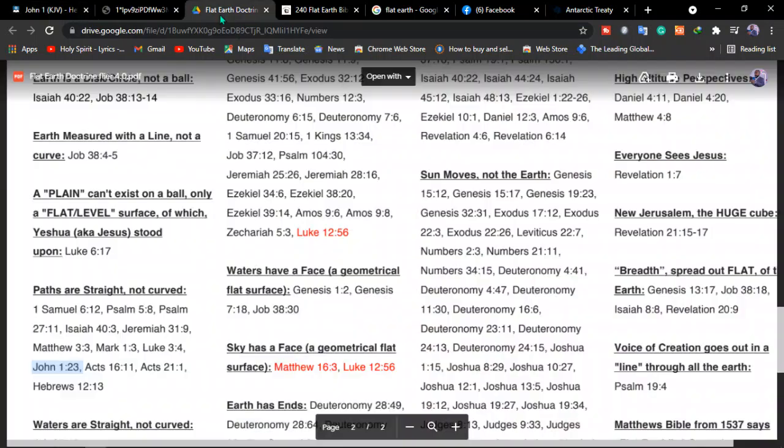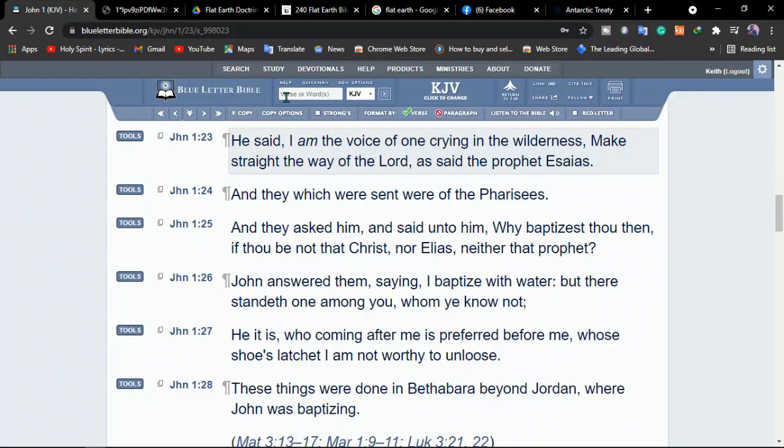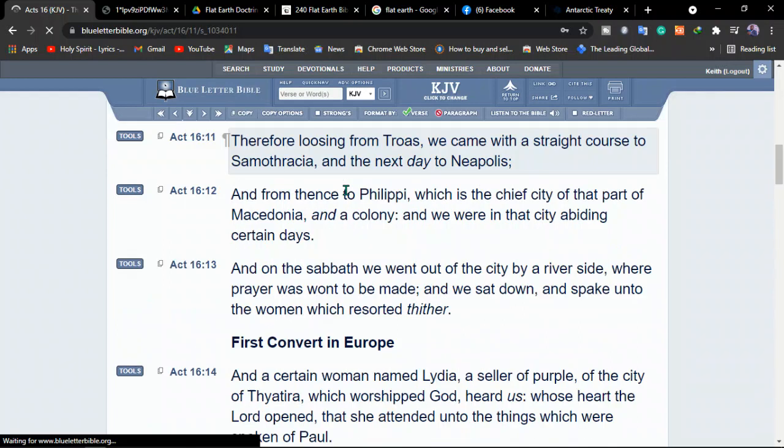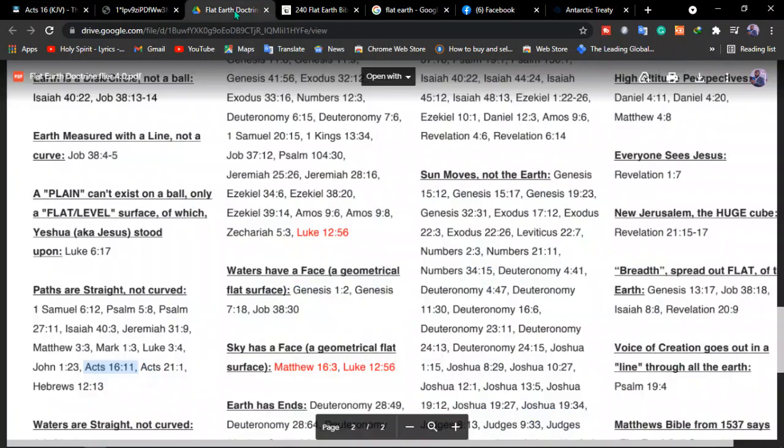Now, why is this being insisted? Because God wants us to know something. He wants us to know that things are flat. They are flat out there. Therefore, loosing from Troas, we came with a straight course to Samothracia, and the next day to Neapolis. Are you seeing this one? It's talking about how we went straight from one place to another.